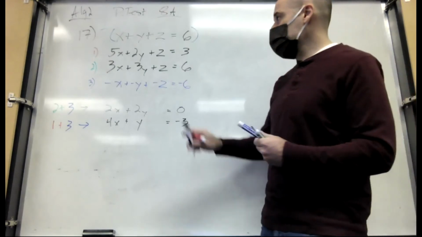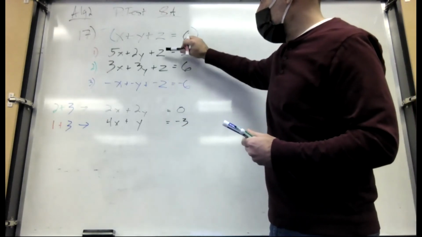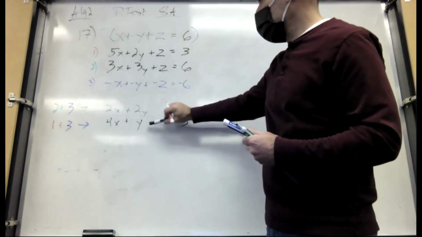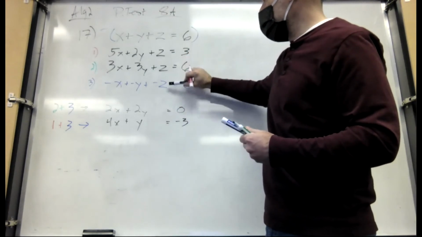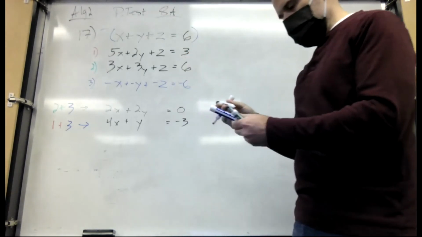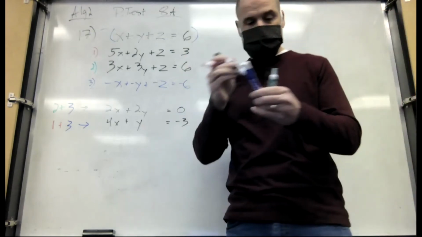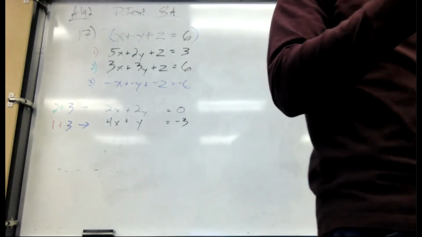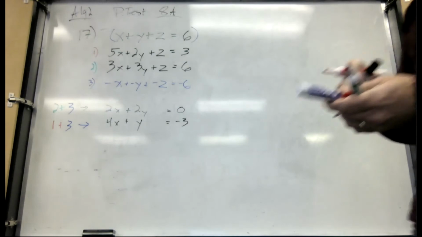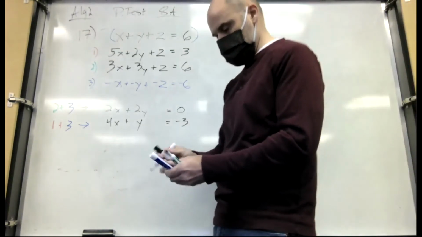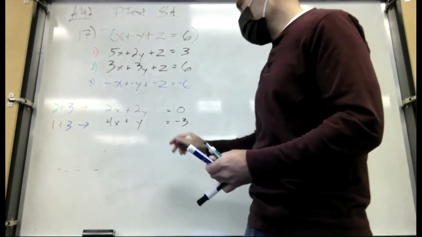See what I did? I just added these 2 together for the bottom one, and I added these 2 together for this one. All right, so now I've got 2 equations with 2 variables. So I can use substitution or elimination here. Let's use substitution just so we can do both here.